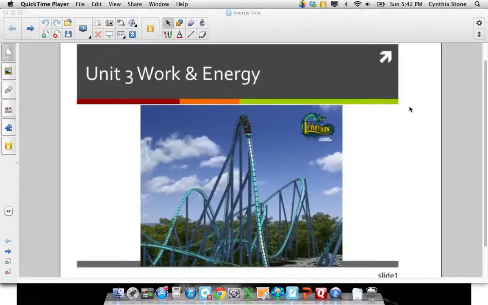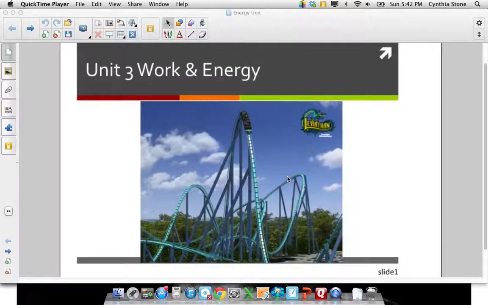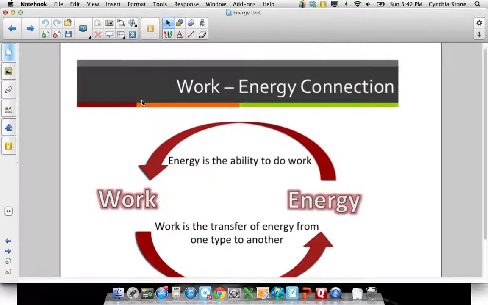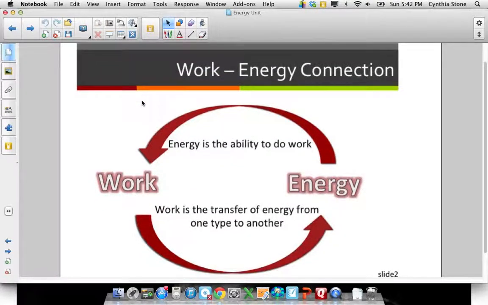Course. I call it the roller coaster unit, but really it's titled Work and Energy. And as you can tell by looking at the picture here, we've got a bit of a theme on the unit. But before we get to all that, I call it Work and Energy, and they do have a sort of intimate connection in that they're actually very similar. But energy is the ability to do work.